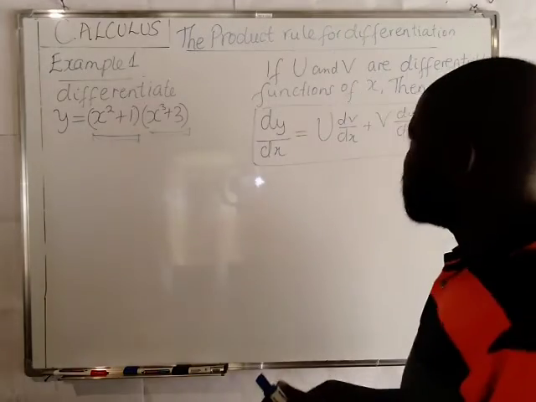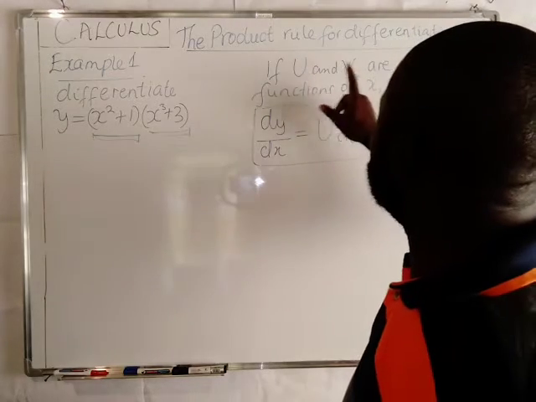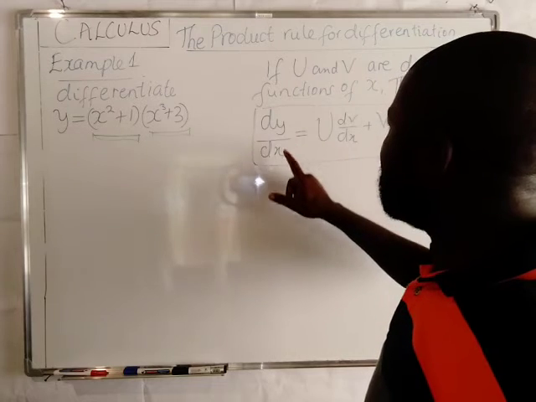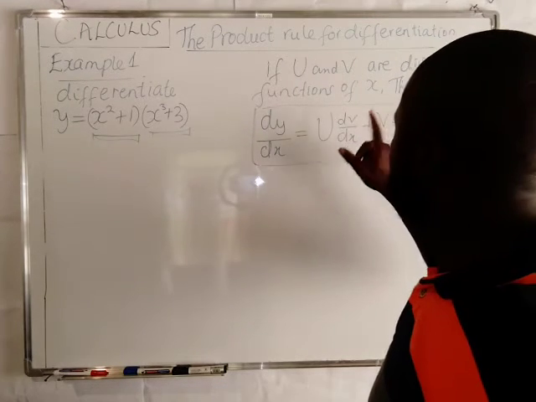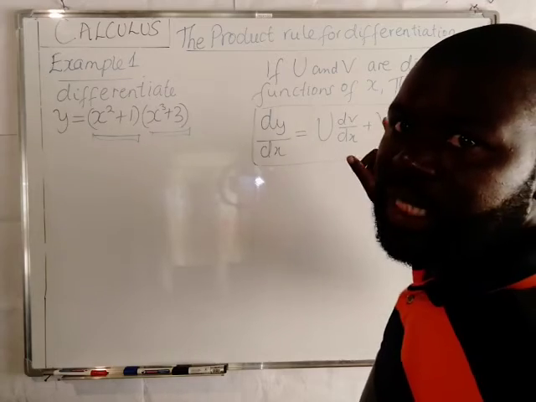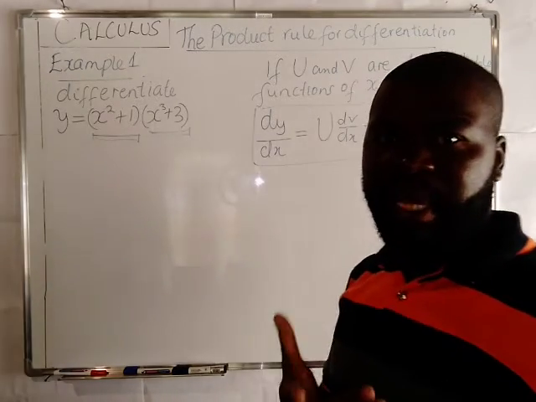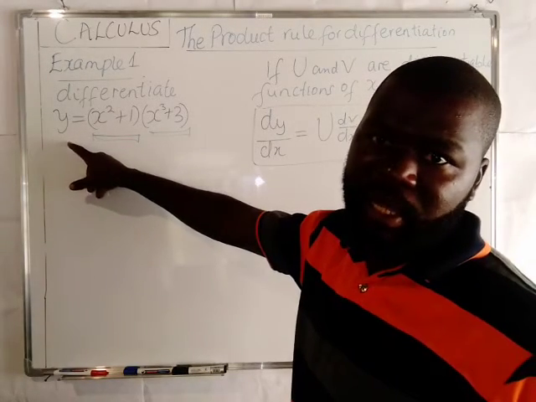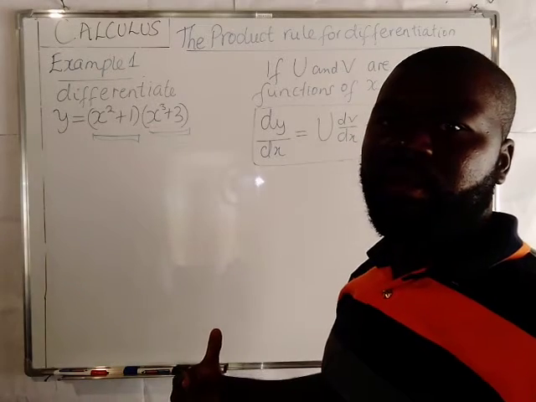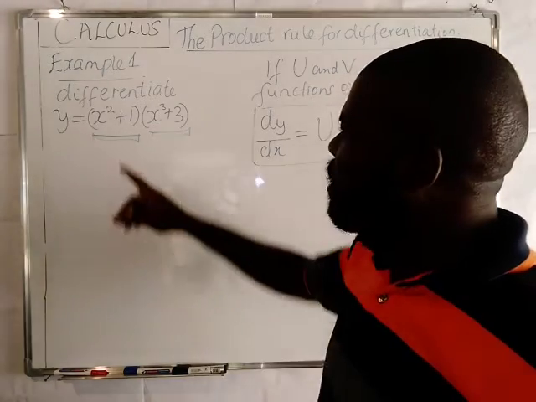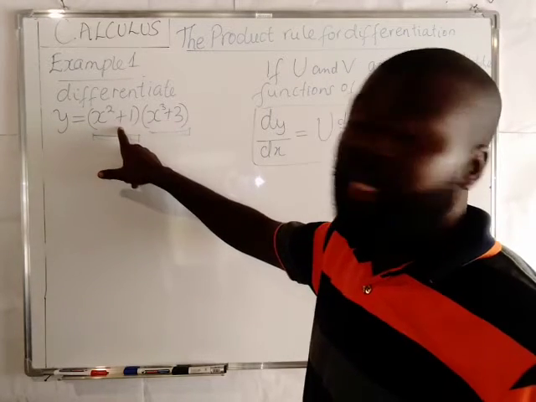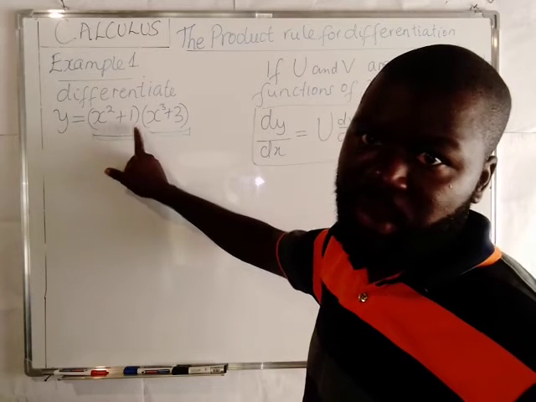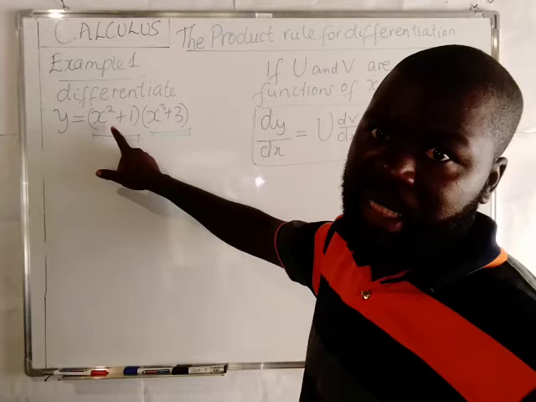Now, the product rule says, if u and v are differentiable functions of x, then dy dx is equal to u dv dx plus v du dx. Now, I'm sure you are surprised to hear u and v, which are not anywhere in the function y. That simply tells us that this is a product, because we have two factors which we are supposed to multiply. So that makes it a product.